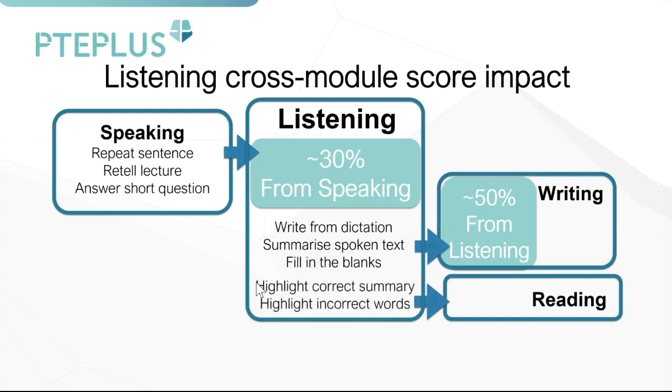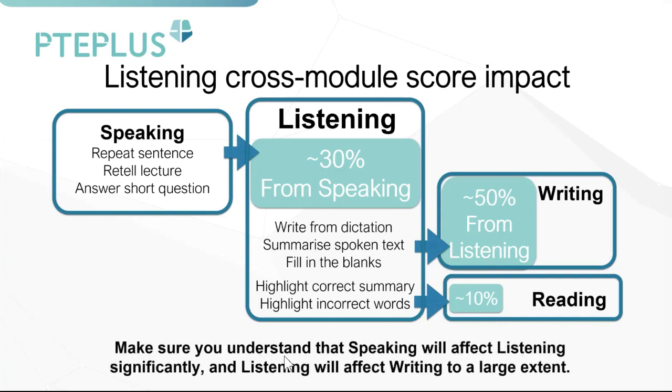Then you've also got highlight correct summary and highlight incorrect words from listening, and these impact about 10% of your reading score. That's a lot smaller, but it's important to understand that there is this cross-module scoring impact overall. So make sure that you understand that speaking will affect your listening scores quite significantly, and your listening will affect your writing scores to a large extent as well.